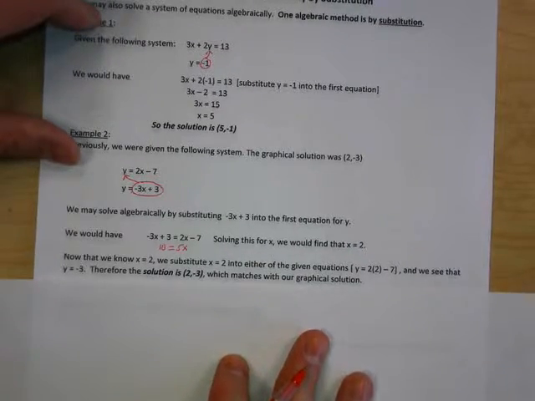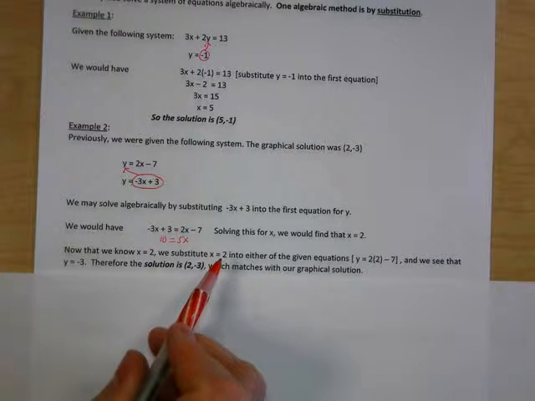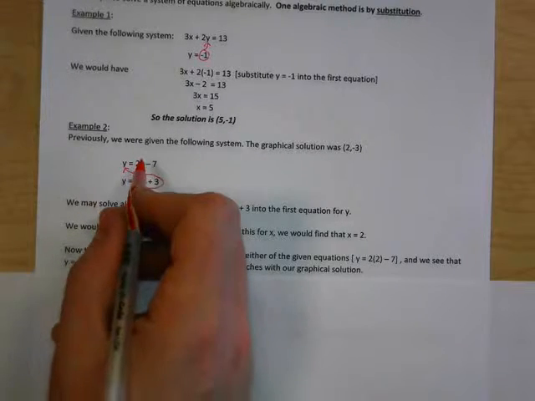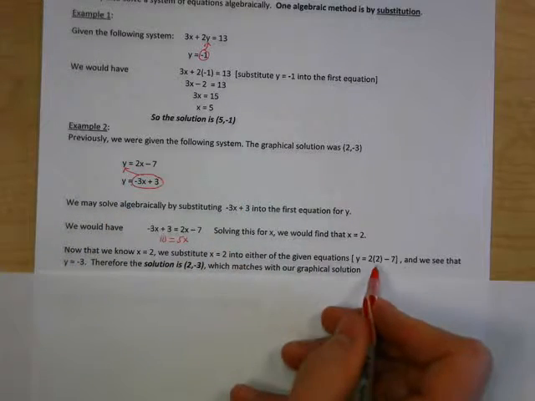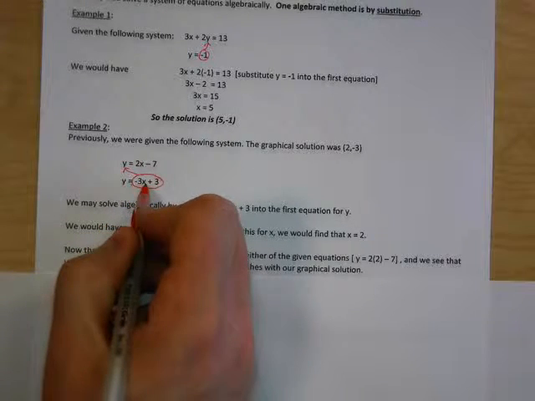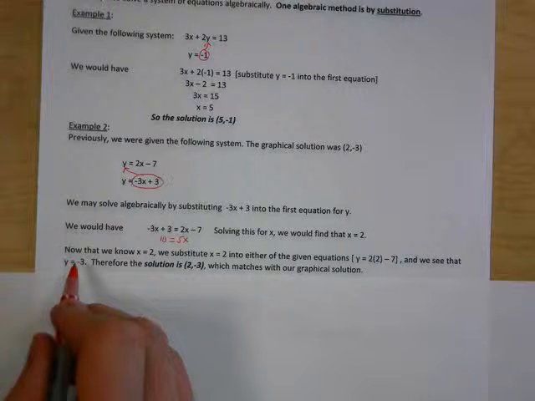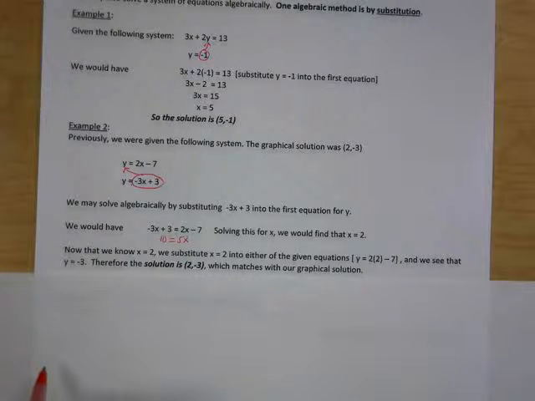Now that we know x equals 2, we can substitute that value into either of the given equations. We could go up to the original and do 2 times 2 and then subtract 7, which is what I showed you right here. Or we could do negative 3 times 2 and add 3. Either way, we should get negative 3 for y. So the solution is 2, negative 3, which matches what we found on the graph.